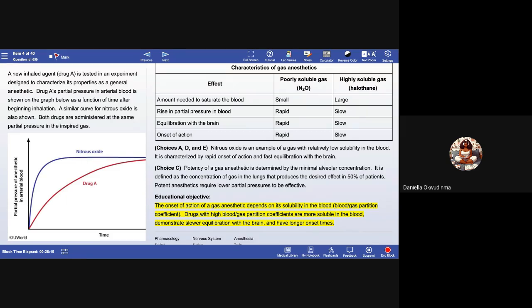So just remember that nitric oxide has low solubility, it has rapid action, the onset of action is rapid, equilibration in the brain is rapid, but you need a small amount to saturate the blood. The rest will need a large amount to saturate the blood, and they are slow. If that makes sense. Sometimes the way I put things in my head is just different, but I hope it's understandable.